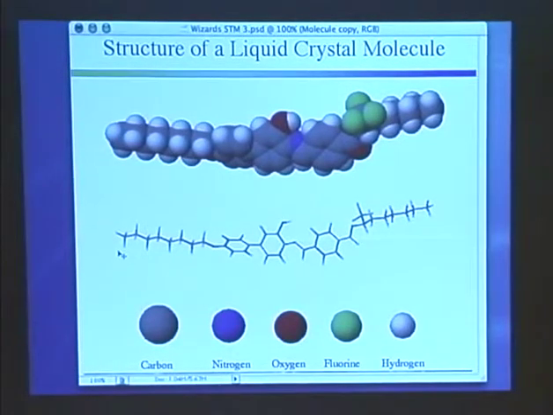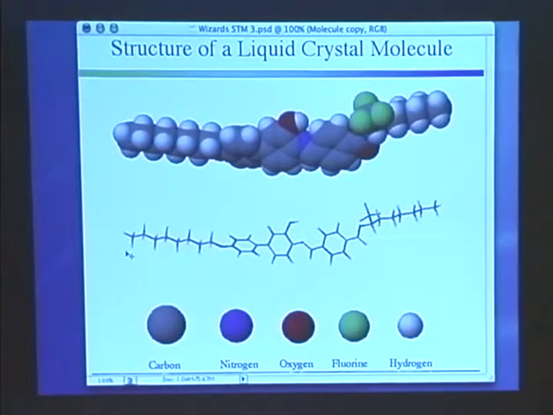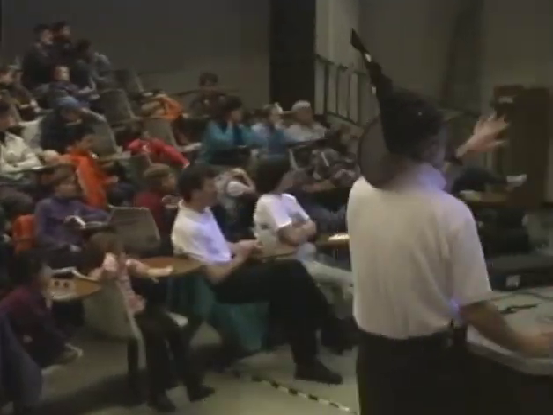The carbon atoms are dark gray. The hydrogen atoms, they're the small ones, they're light gray. Then we have nitrogen, which is blue, oxygen is red, and there's fluorine atoms in this particular liquid crystal, and they're green. And that's a nice, pretty liquid crystal molecule.